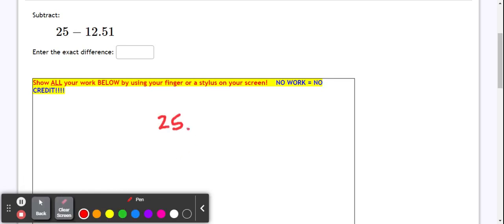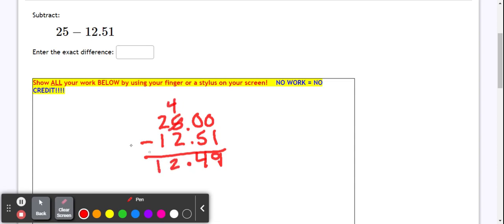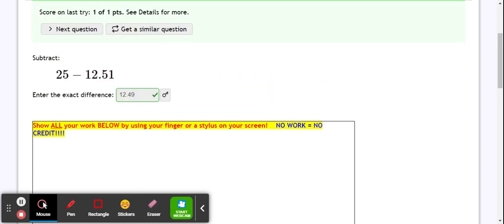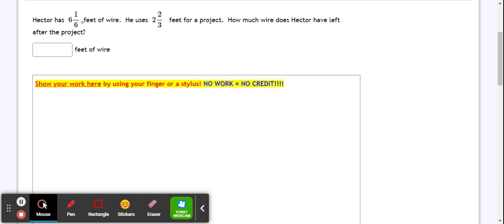Okay. Next. So we got to line up our decimals on this one. And you have to know that there's a decimal after the 25 right there. So that's minus 12.51. And this is 49, I believe. And then this has to be a 4 minus 2 is 2. And that's 12.49. Super. Rolling right through.